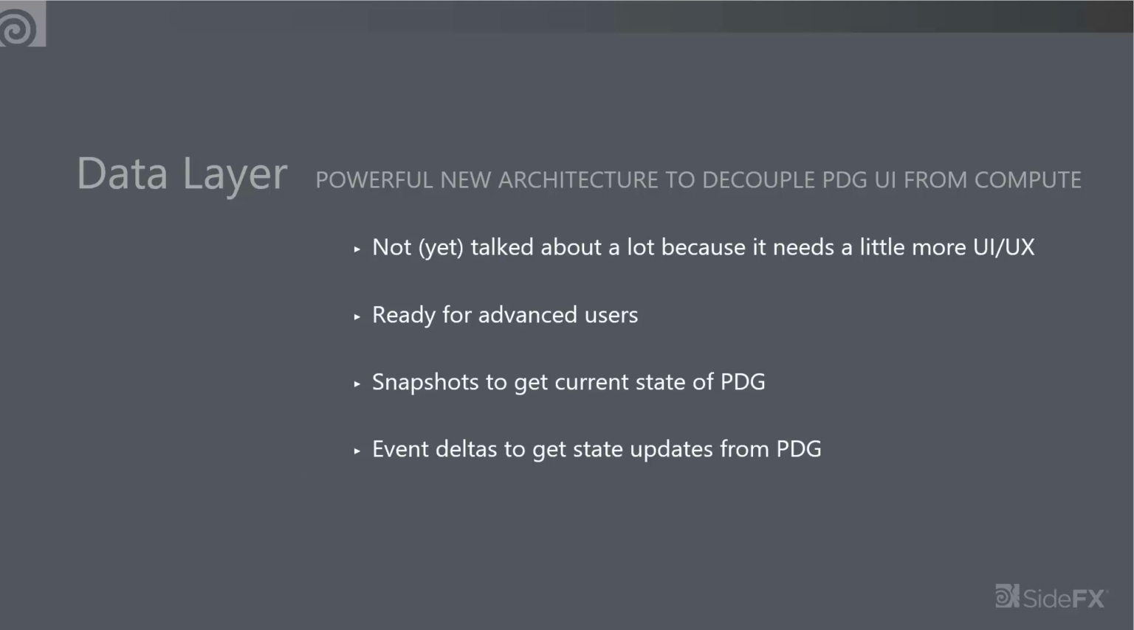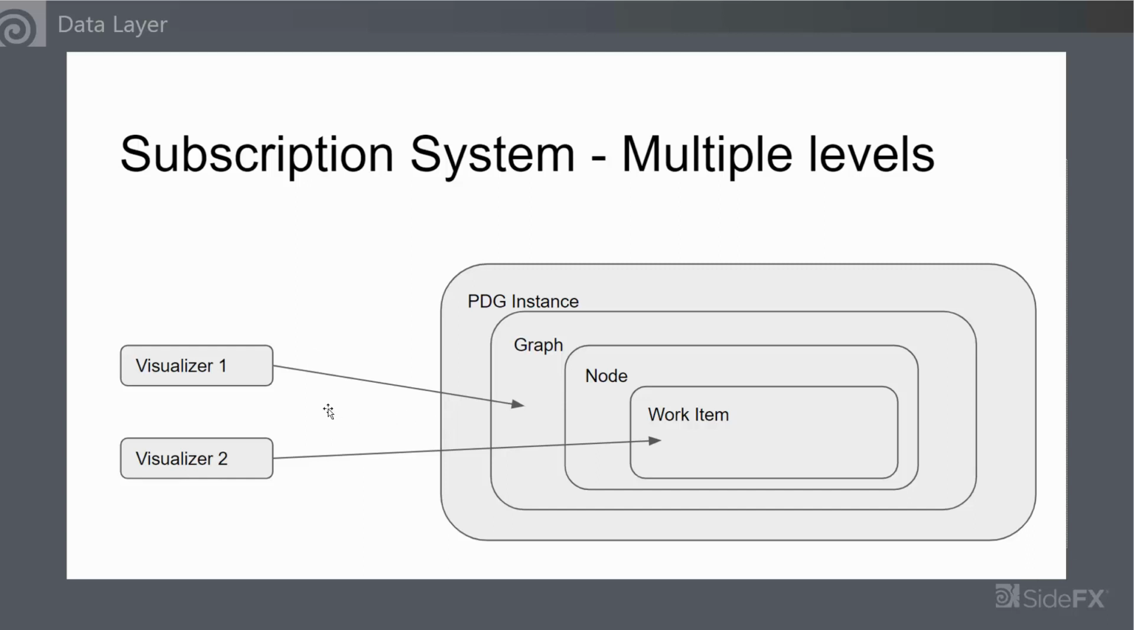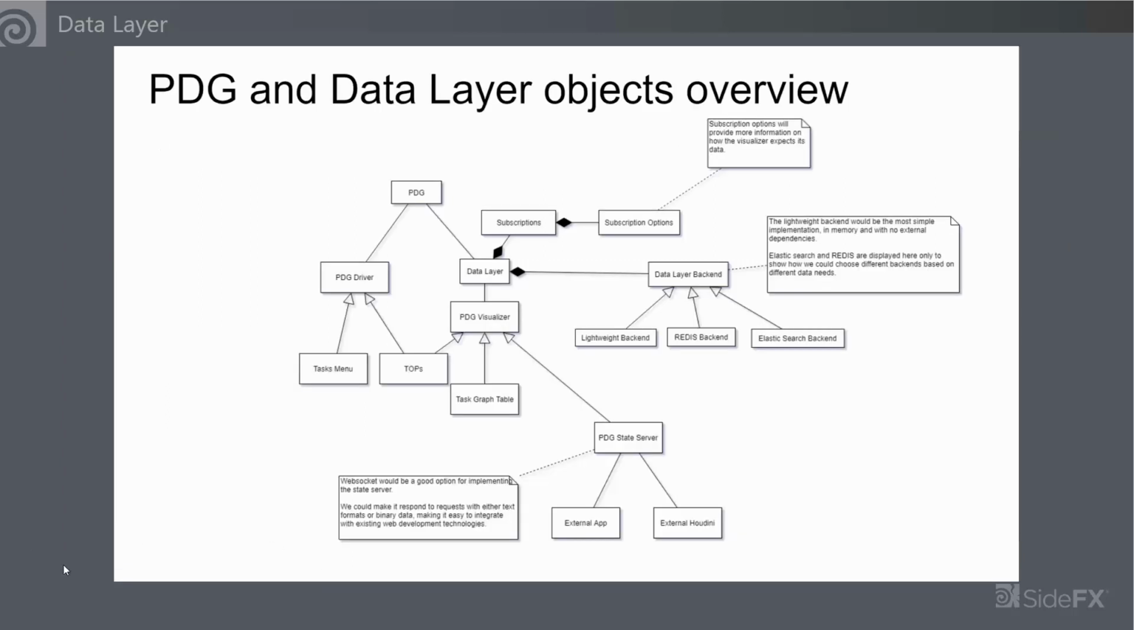So the basic idea of the data layer is that you're able to have these things called visualizers that are able to subscribe to any level of PDG, either at the highest level instance, a particular graph, a node, or even a work item. Okay, and the overall system looks something like this. So we have PDG here, and you'll notice here is that data layer. The visualizer uses the data layer to visualize the PDG state. So TOPs is an example of a visualizer.